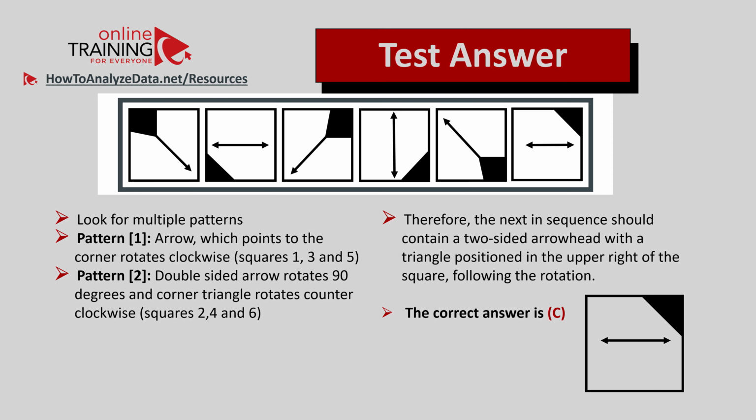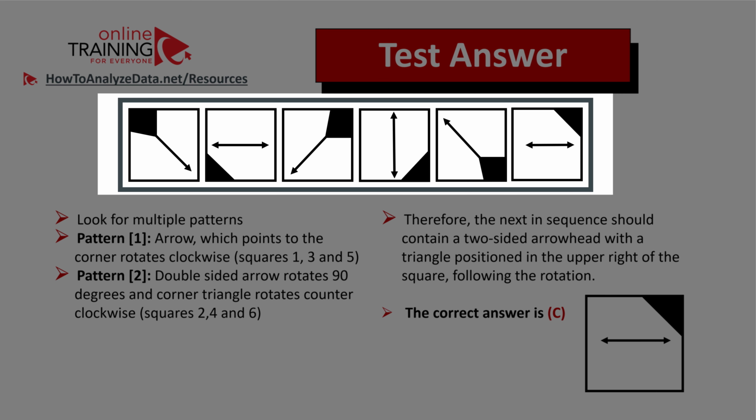As always, my recommendation for you is look for patterns. And there are two key patterns present in these questions. One pattern is in the squares 1, 3, and 5. What we see here, we see an arrow which rotates, and this particular arrow rotates clockwise, specifically the core of it. So the first one is in the upper left corner, then in square number 3, it moves into the upper right corner, and then in square number 5, it moves to the bottom right corner.